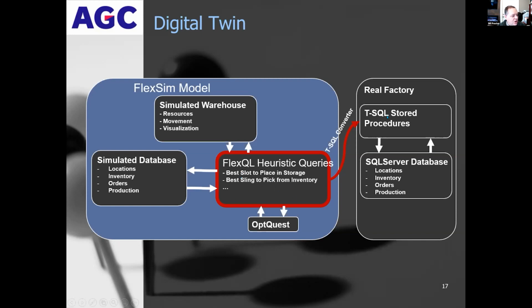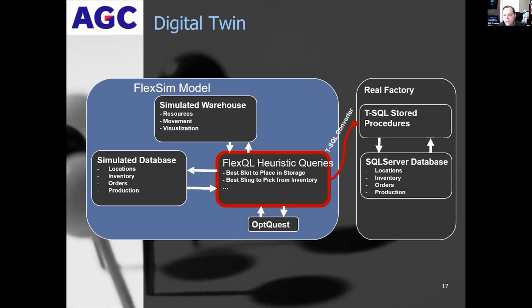And then those queries, there was a converter they created, because the SQL server that's used by Cardinal Glass is slightly different than the SQL code that's used in FlexSim. So they created a customized T-SQL converter, which converted those queries into T-SQL queries, which are then stored within the real factory warehouse management system. And then that works with the SQL Server database.